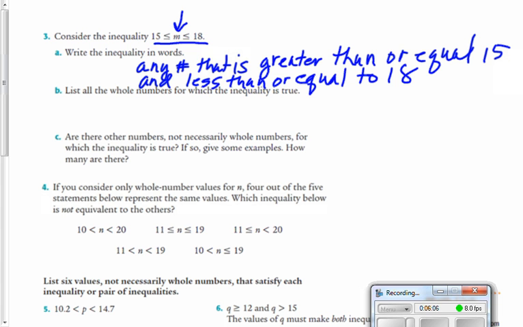Go ahead, it says list all the whole numbers for which this inequality is true. I'll pause while you do that. Are there any other numbers, not necessarily whole numbers, for which this inequality is true? If so, give some examples. So go ahead and write down 3 examples here. Pause it while you do that.